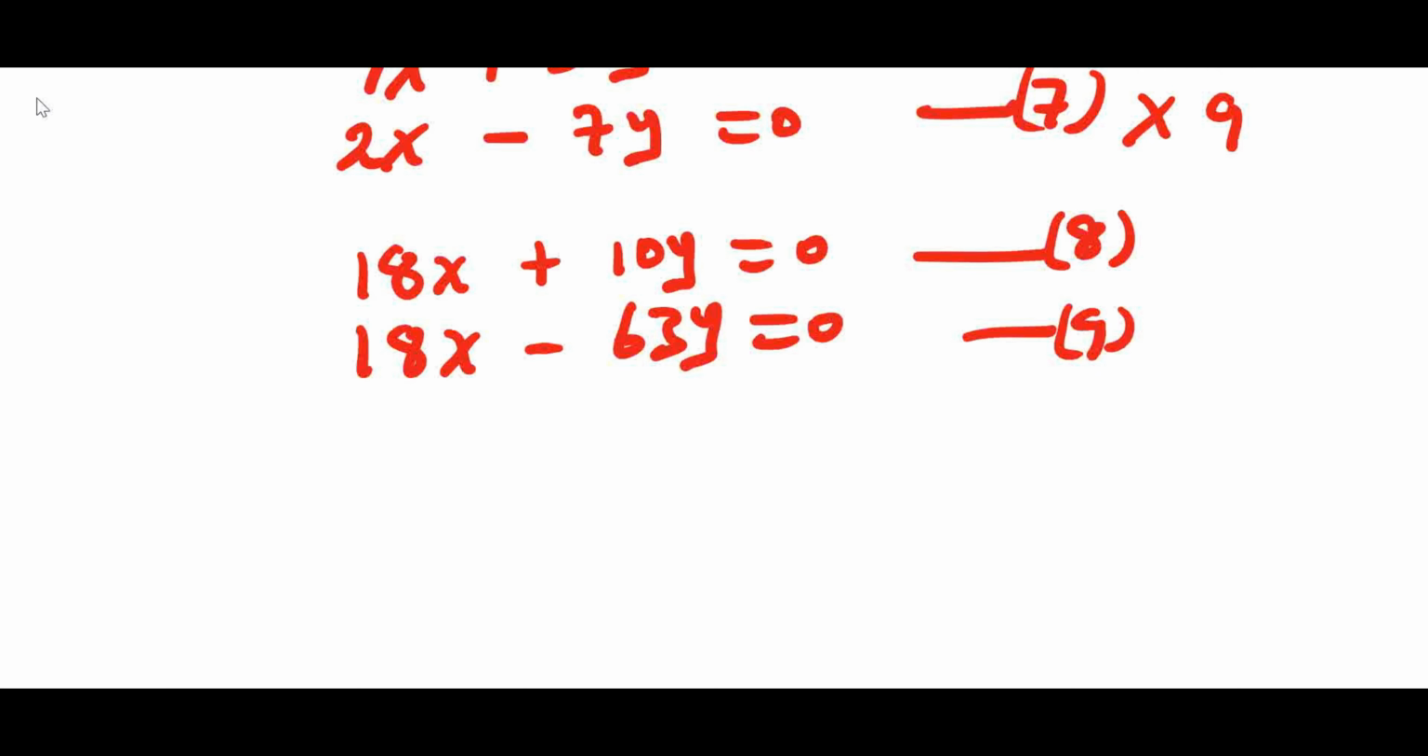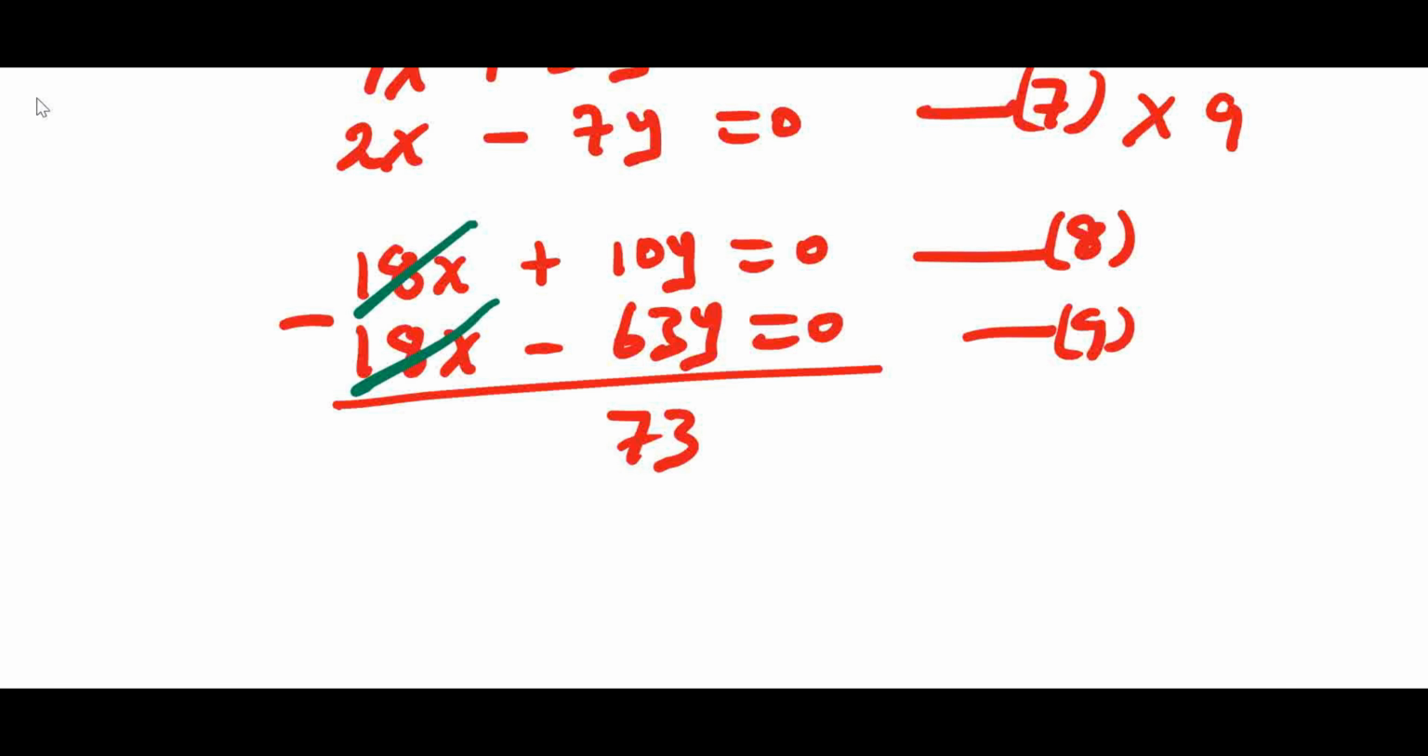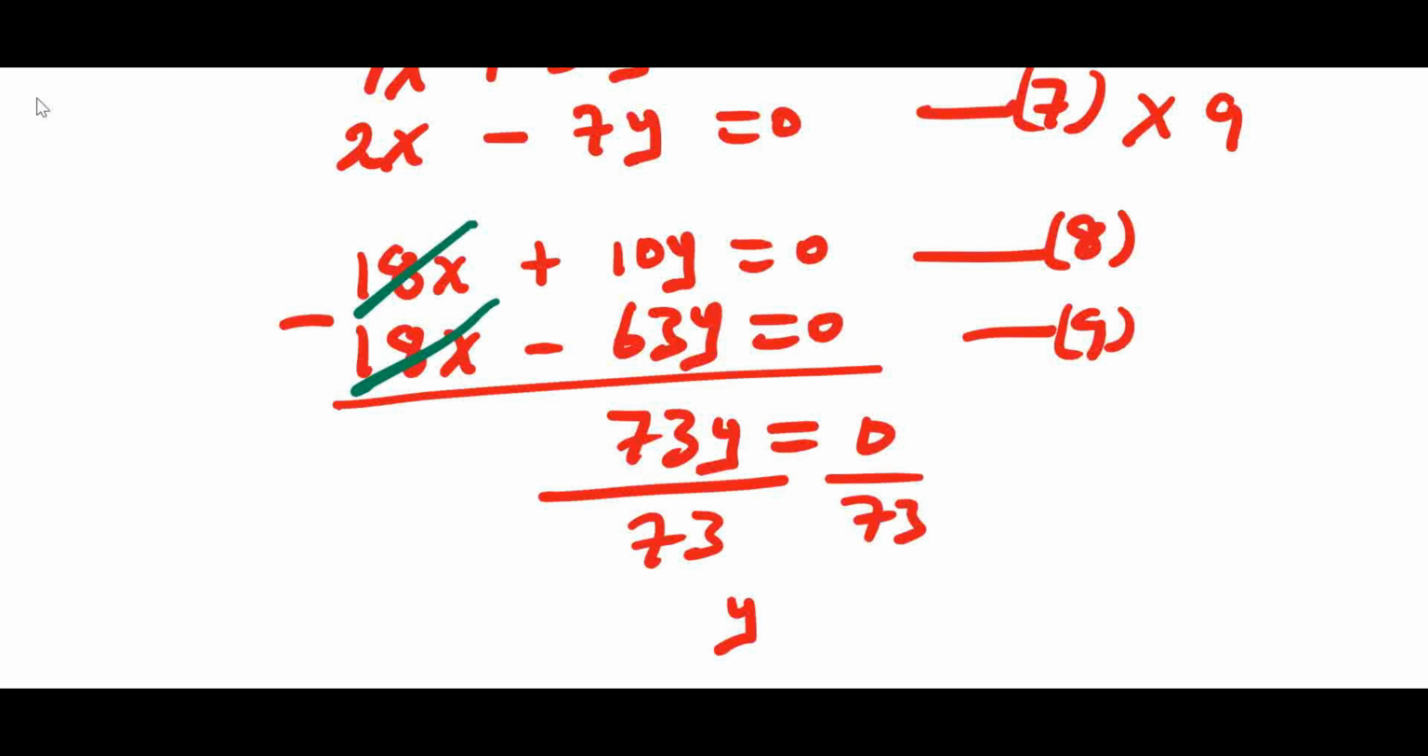So if we subtract, automatically this will be out, and 10y minus 63y would give us 73y equals to 0 minus 0 is 0. So if you divide both sides by 73, y will be equals to 0. Remember, 73 would cancel 73 from here, and 0 divided by any number is 0.